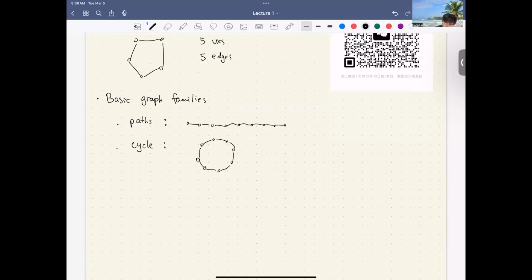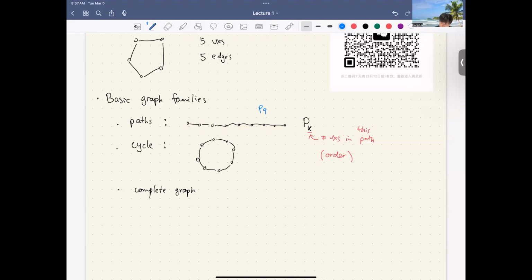The next basic family, rather dense, is the complete graph. Let me write the notation. For path, we will use standard notation. P stands for path, and the subscript will be the number of vertices, which is always the order, the number of vertices in this path. In this example, we count 1, 2, 3, 4, 5, 6, 7, 8, 9. So it's a P9. This is the P9.